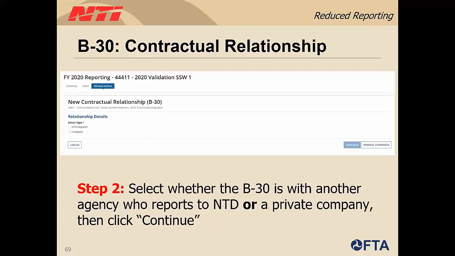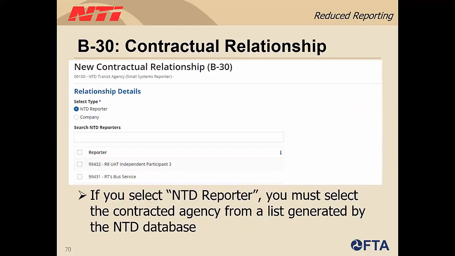Once you have selected Add Contractual Relationship, the first step is to select whether the contractual relationship is with another agency who reports to the NTD or is a private company. Then you will click Continue. If your B30 is with another NTD reporter, you must select the contracted agency from a list generated by the NTD database. You can also search for the provider in the search bar.